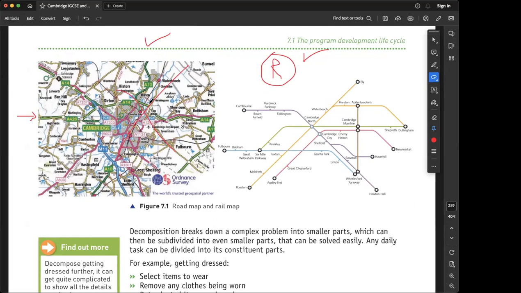So we are going to delete the unnecessary things and make the map easier. This is called abstraction. Abstraction means to delete all the unnecessary things from your program and make your program very simple.